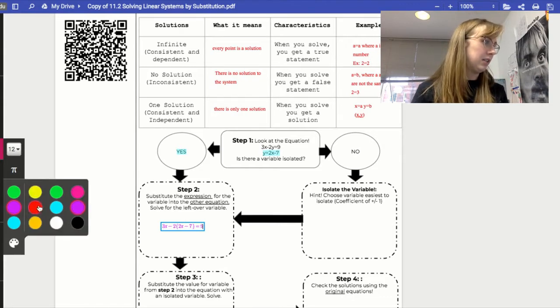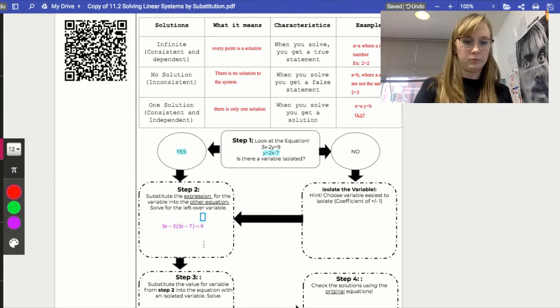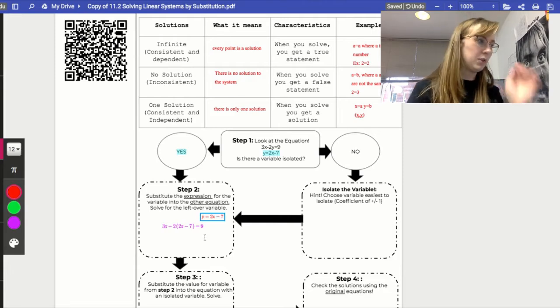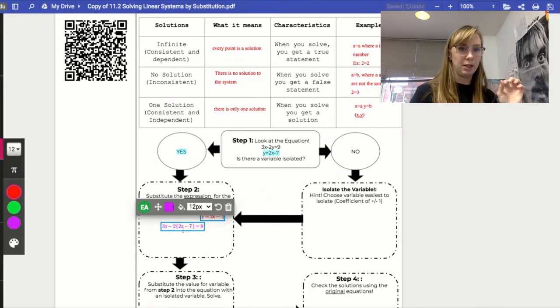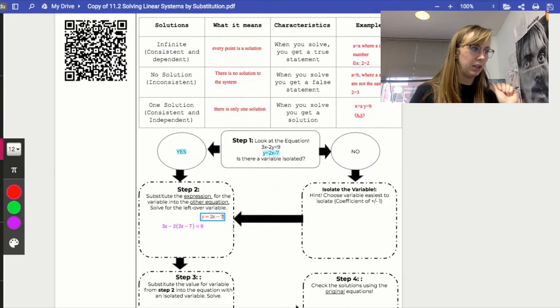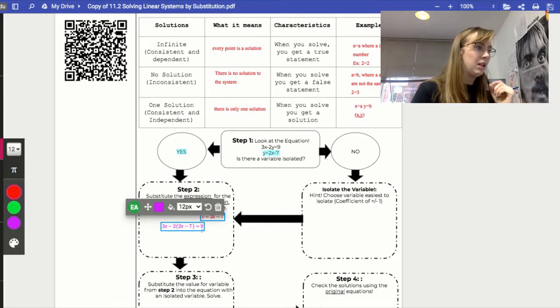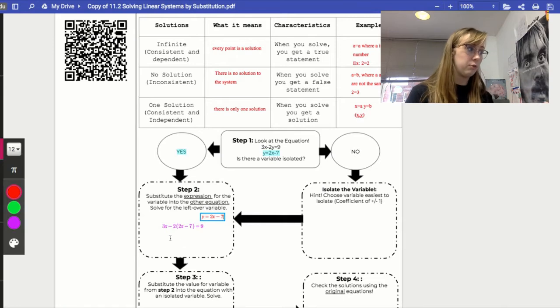I'm going to put this in a different color. Y equals 2x minus 7. That's where I took the y. Remember, y is equal to 2x minus 7. All I did is, where there was a y in the first equation, I replaced it with 2x minus 7. Take a second to really make sure you have that, because this is where it gets confusing. Now that I have the same variable, I have 3x minus 2 times 2x minus 7 equals 9. I'm going to solve for x.